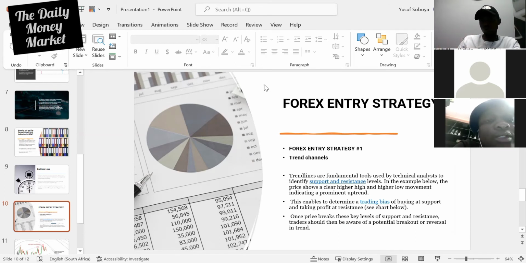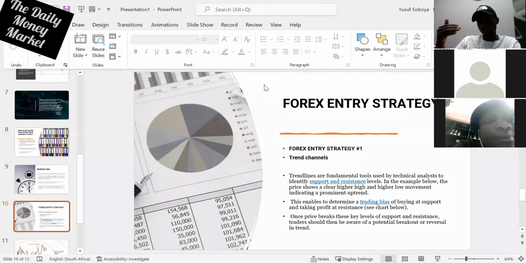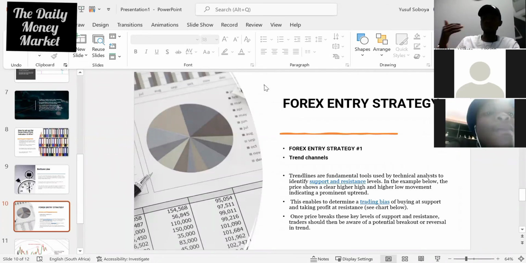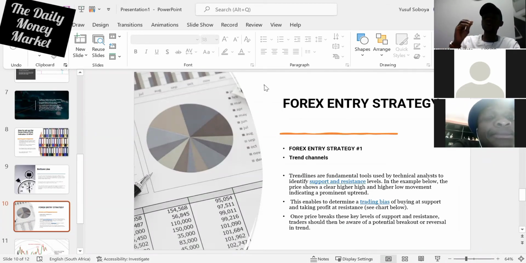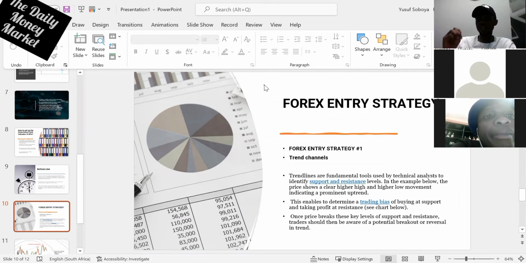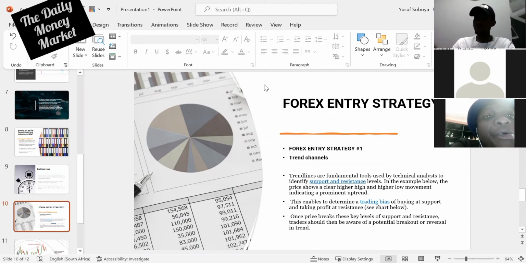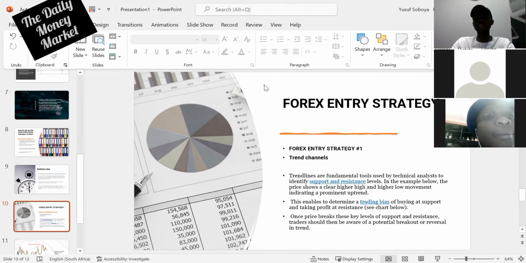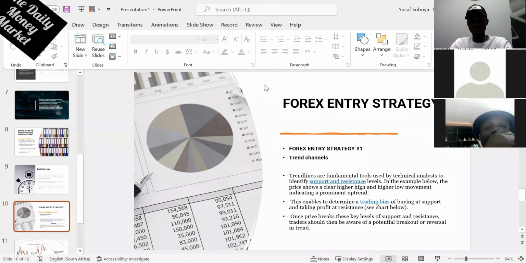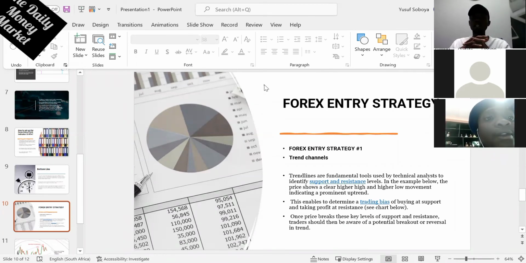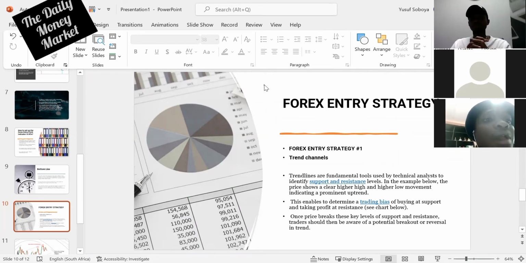So whenever we are using these strategies to trade, we should keep in mind that the fundamentals are a key part of forex. No matter how much you analyze, if fundamental news comes in, it can move your market. So the Forex entry point strategy, one of them also is trade channels, right?